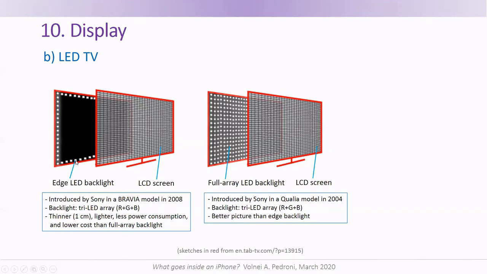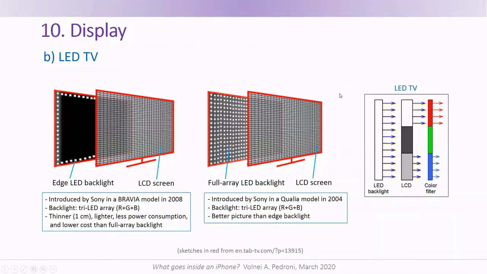To get white light, the LEDs are indeed a three-element LEDs, red, green, and blue. So the result is white. The display is very thin, just 1 centimeter, and it's lighter with less power consumption and lower cost than the full array option. The full array construction was also introduced by Sony, this time in 2004, again using tri-LEDs to get white light. And its advantage is obvious, a better picture than that one, especially because in some monitors, the video signal can modulate the intensity of the LEDs, which helps improve the image quality.